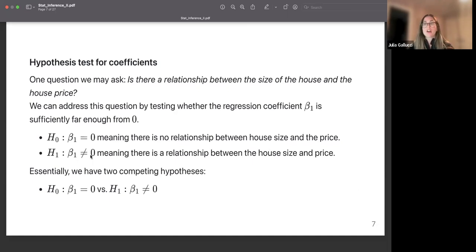We also have an alternative hypothesis where beta 1 does not equal 0. In other words, there is a relationship between the size of the house and the price of the house, whether that be positive or negative. So once again, we have these two competing hypotheses where the null is that the beta coefficient is equal to 0, and the alternative is that the beta coefficient is not equal to 0. The null is saying that there's no relationship between our predictor and response variable, whereas the alternative hypothesis is that there is a relationship between predictor and response variable.